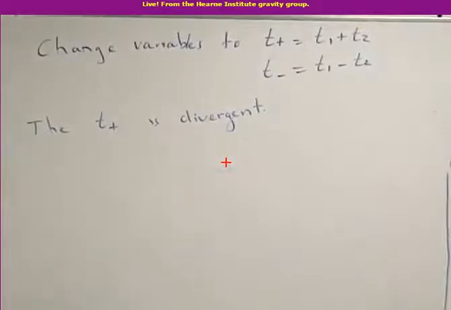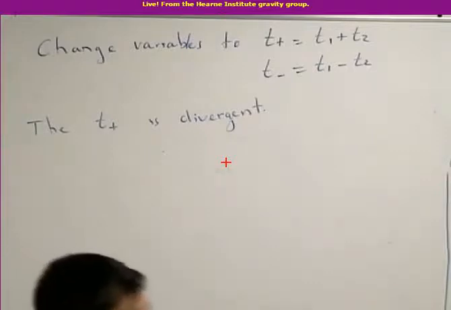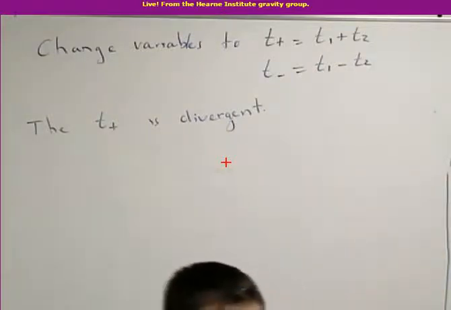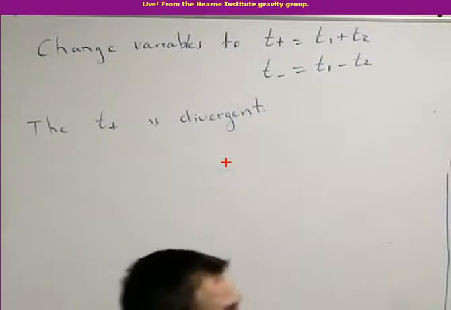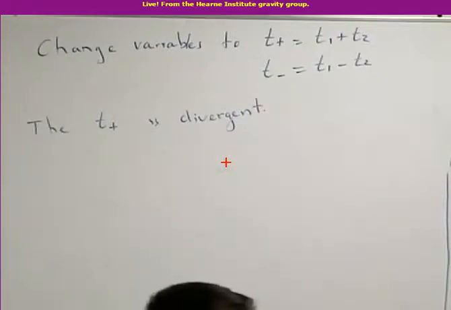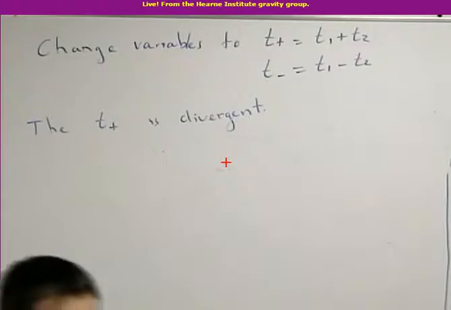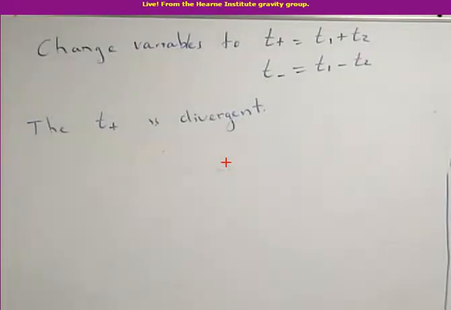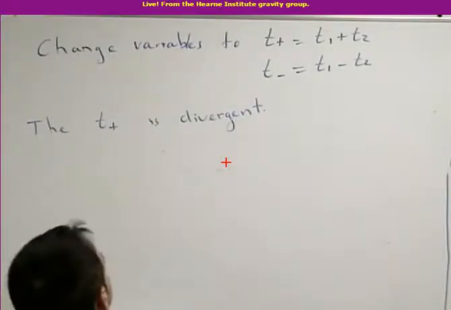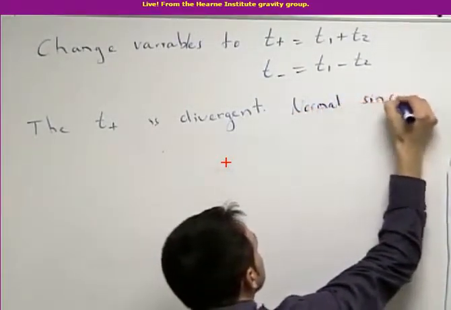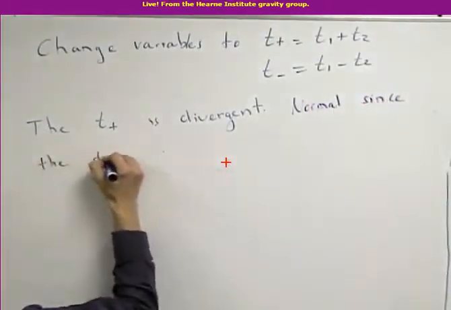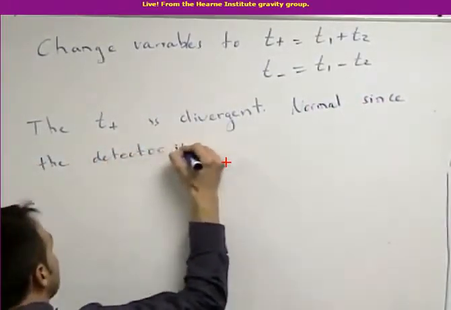That is natural because we are assuming that the detector is on forever, for an infinite amount of time. So it's normal that if the answer is non-zero, it's going to be divergent. So what we want to do is to compute the probability per unit time. What is the probability of being excited per unit time? So normal, since the detector is on forever.